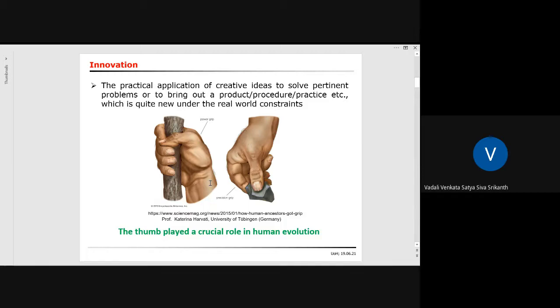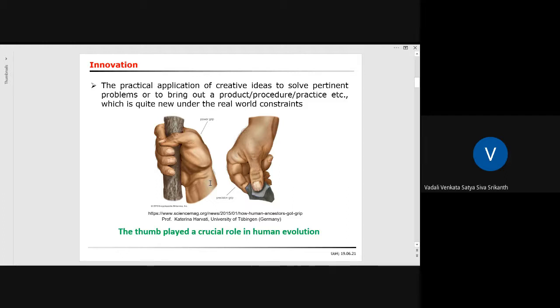Now, innovation is the practical application of creative ideas to solve pertinent problems, or to bring out a new product, procedure, practice, and so on, under real world constraints. For example, time is one constraint. We have seen this in the case of vaccine development for COVID-19. COVID-19 was a new, novel virus. We soon came to know that it is deadly and consumes humans easily. And by the way, humans are weakest in nature. We needed new ideas to combat it, and in doing so, we were running against time. We should be indebted to all those people who have contributed to combating COVID-19 with their innovative ideas.